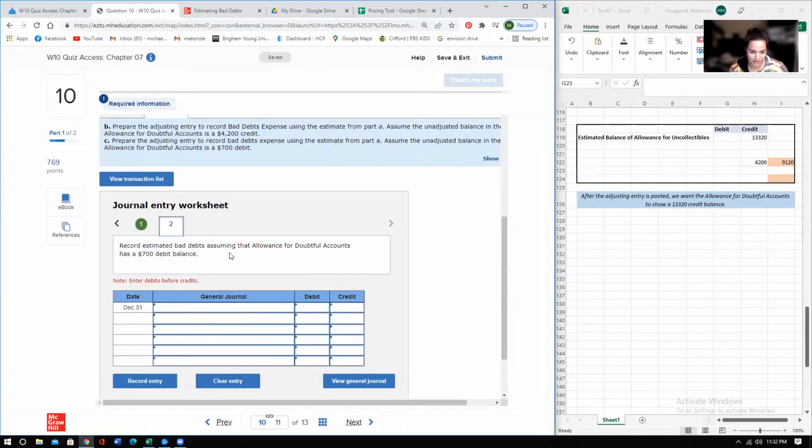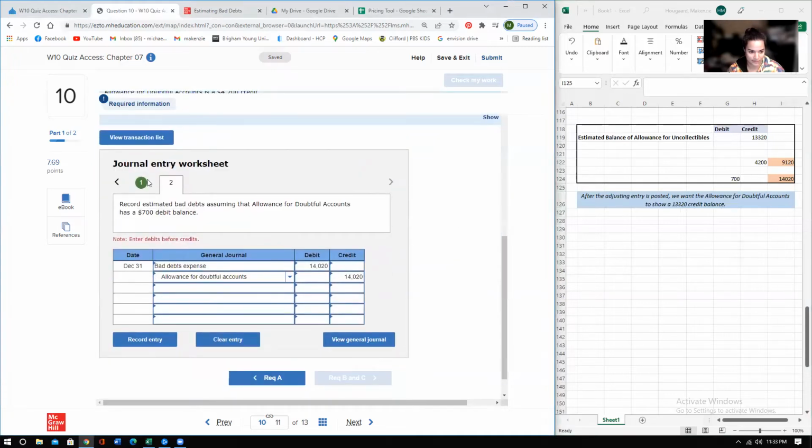All right, we're going to do it again, but we're going to assume that it has a $700 debit balance. So to get a $700 debit balance up to 13,320 credit, then we need a credit for the 700 plus this amount. So this equals this plus this. We get 14,020. And just like last time, we debit the bad debts expense and we credit the allowance for doubtful accounts. So that is how we do number 10.